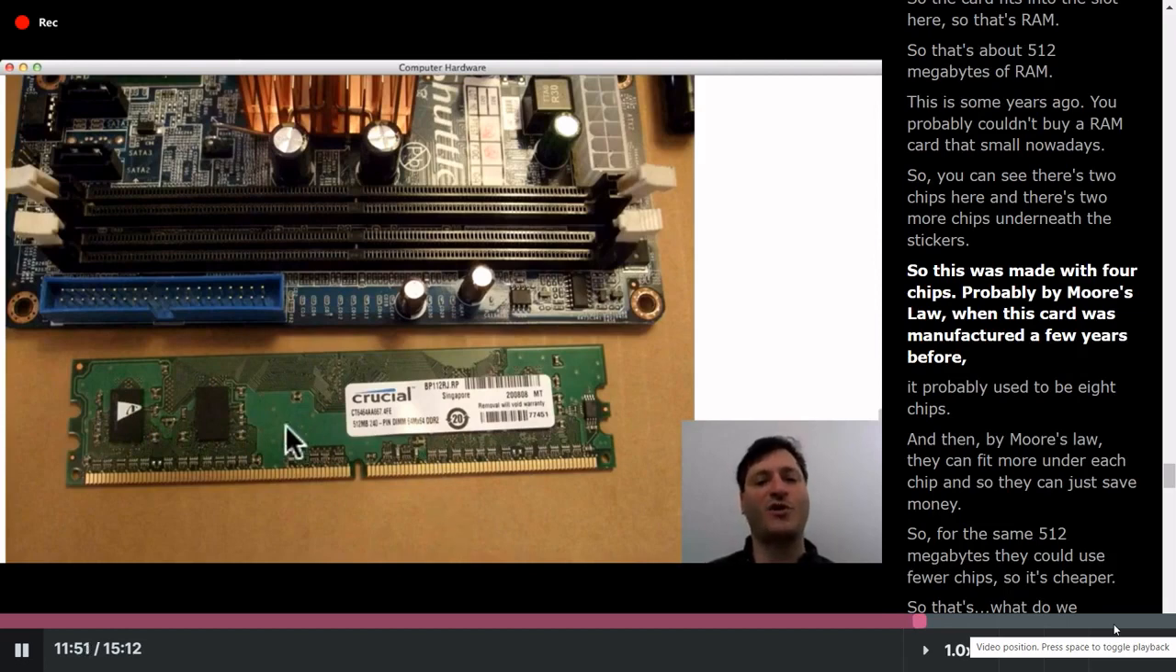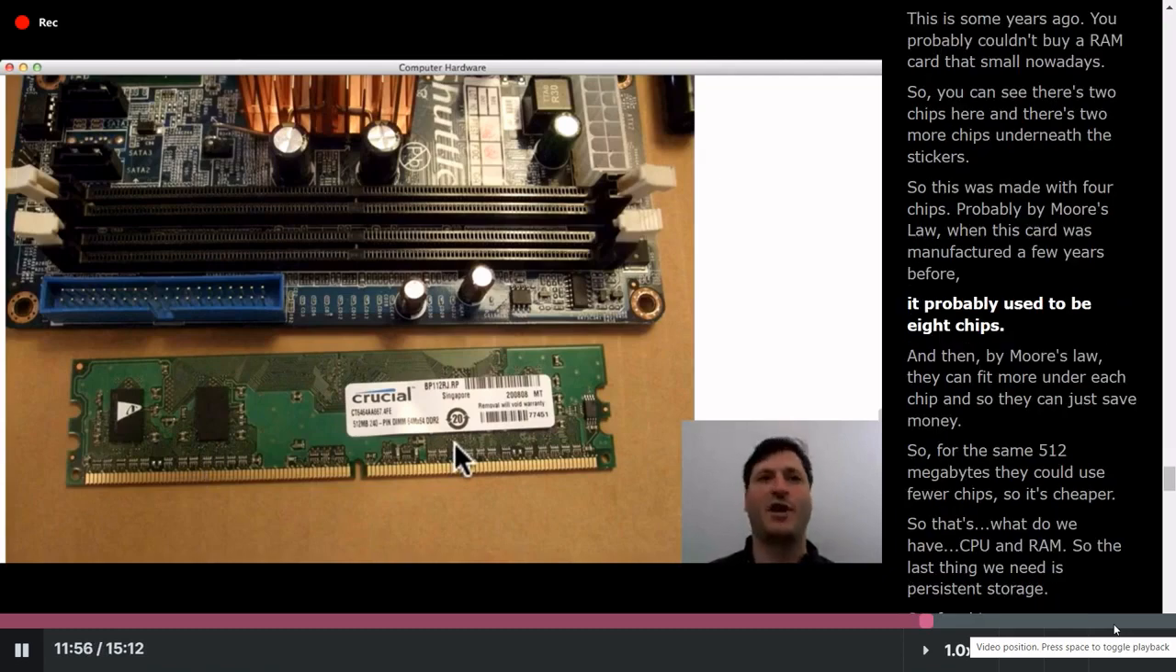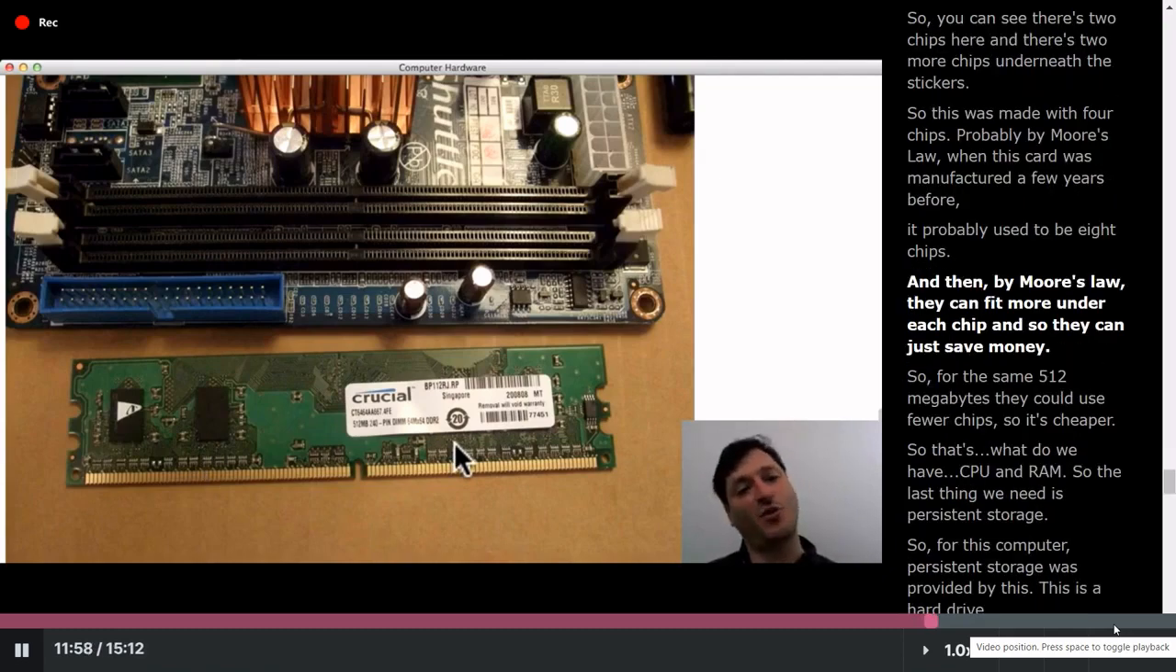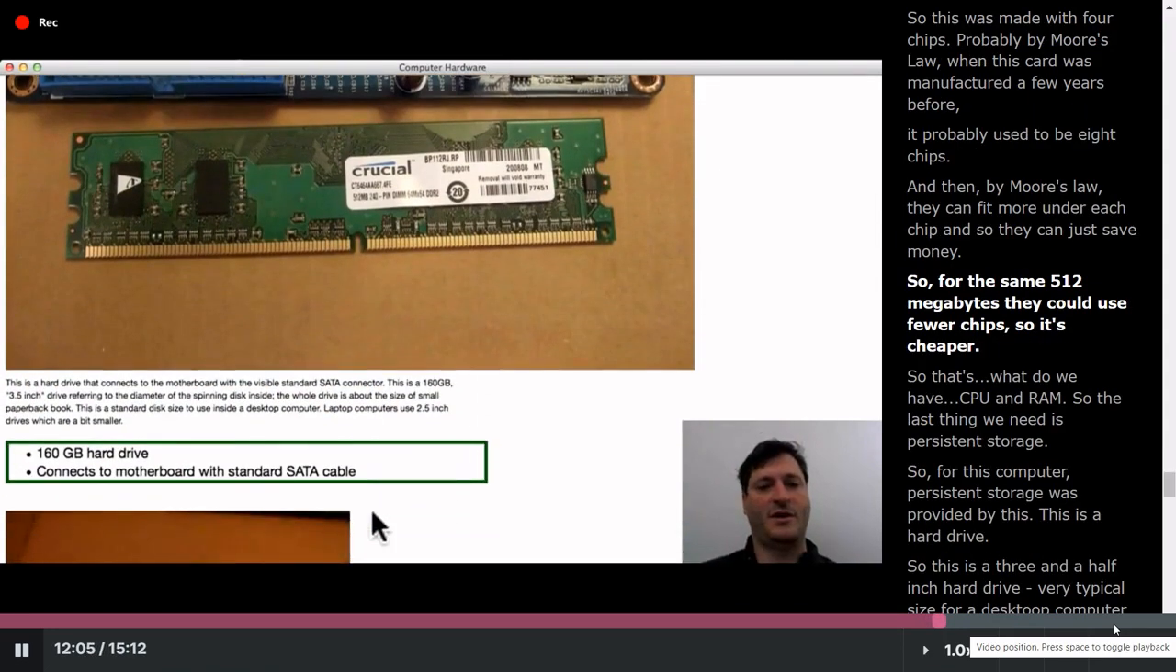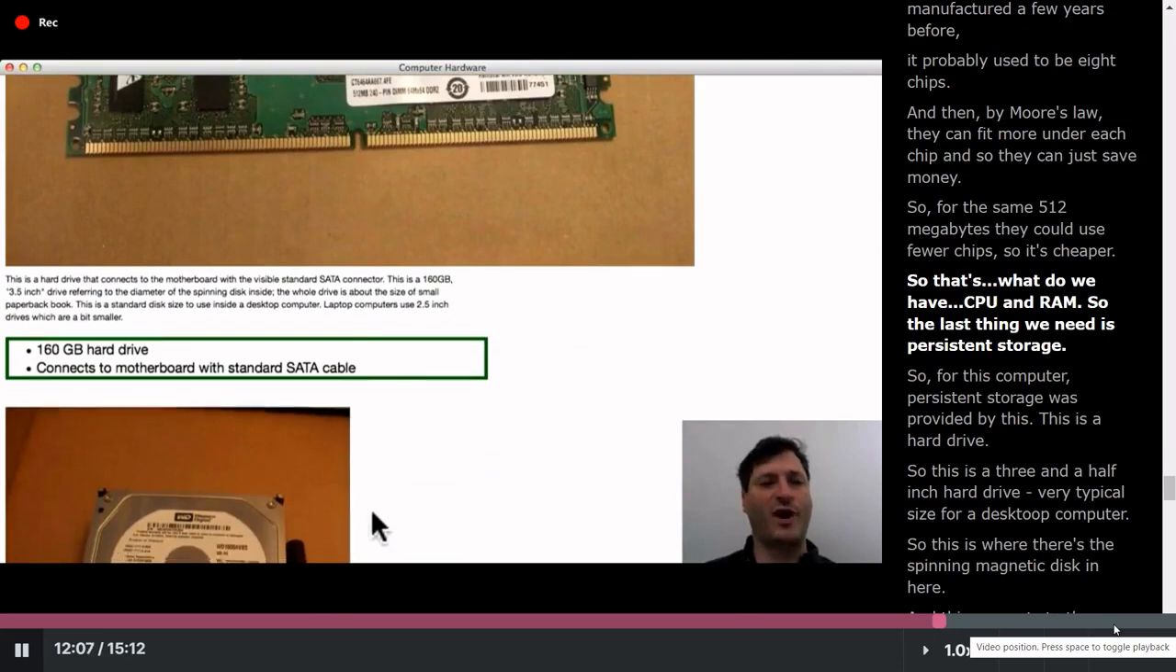Probably by Moore's law, when this card was manufactured a few years before, it probably used to be 8 chips. And then by Moore's law, they can fit more onto each chip, and so they could just save money. For the same 512 megabytes, they could use fewer chips, so it's cheaper. So that's what we have, CPU and RAM.